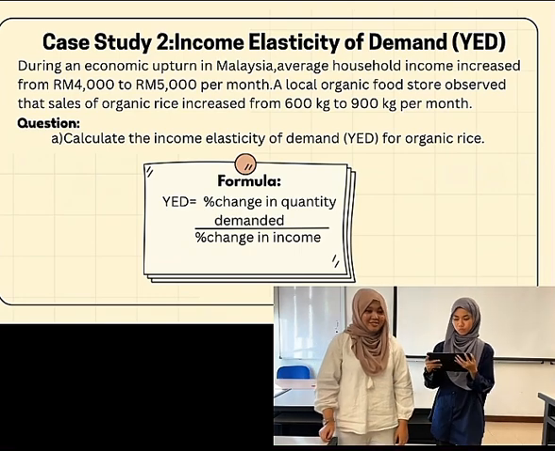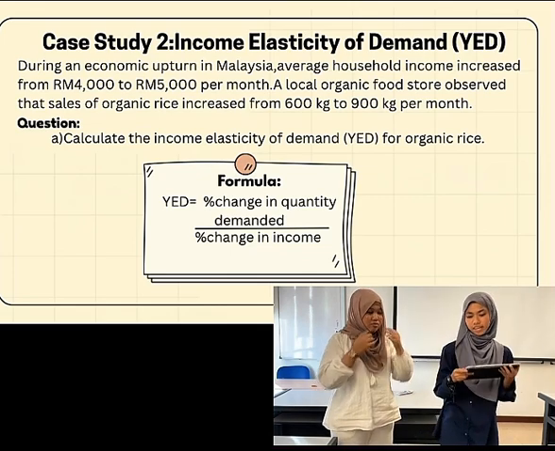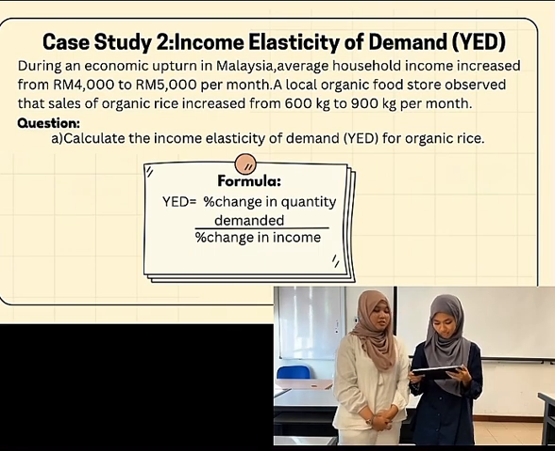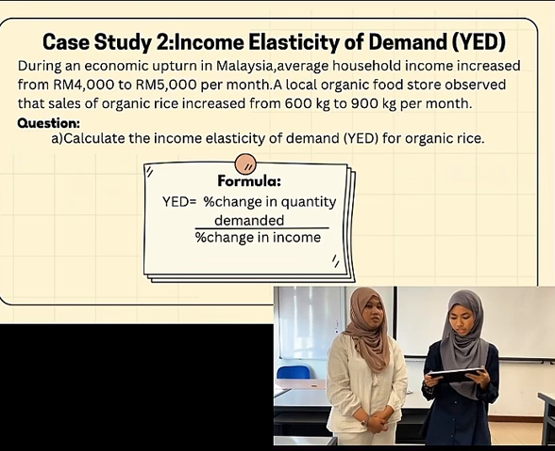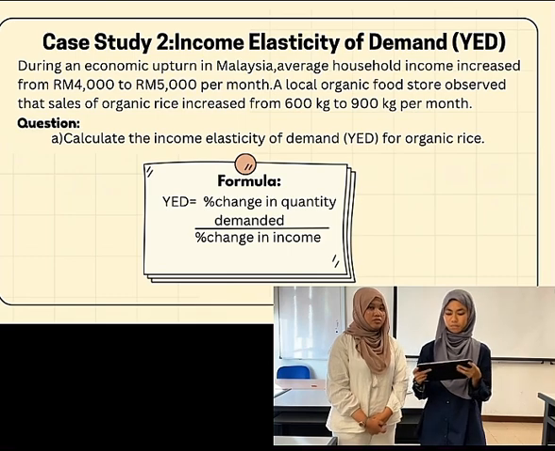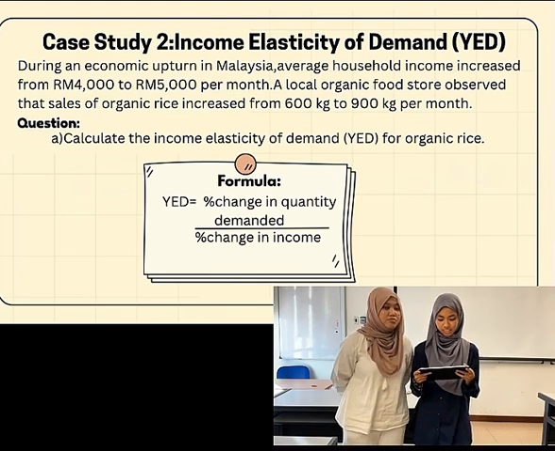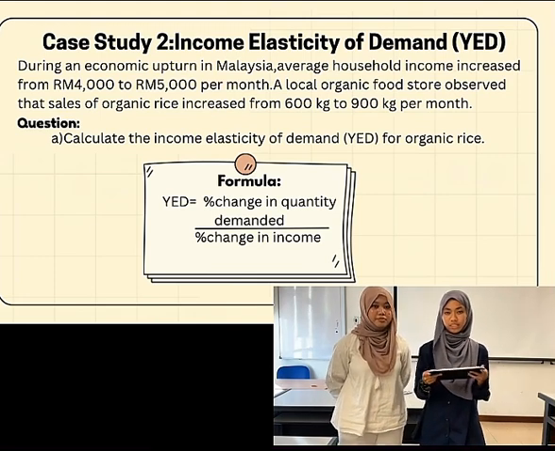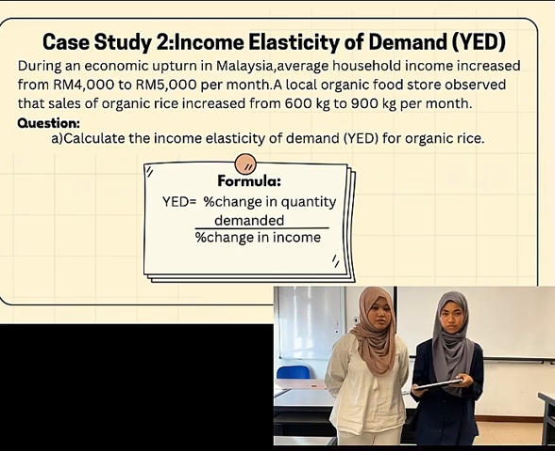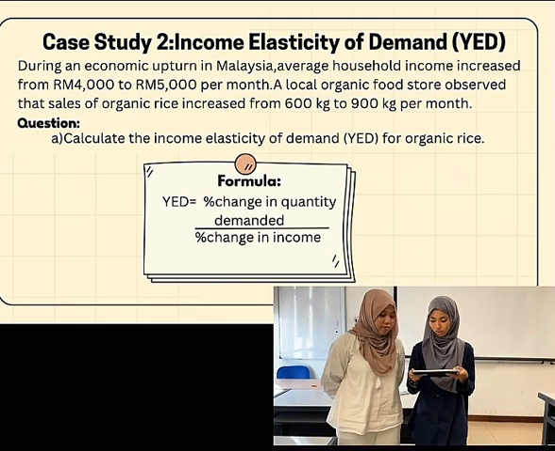So let's move to our case study 2, which is income elasticity of demand, or we call it YED. During an economic upturn in Malaysia, average household income increased from 4,000 ringgit Malaysia to 5,000 ringgit Malaysia per month. A local organic food store observed the sales of organic rice increased from 600 kg to 900 kg per month. So our first question is, calculate the income elasticity of demand YED for organic rice.